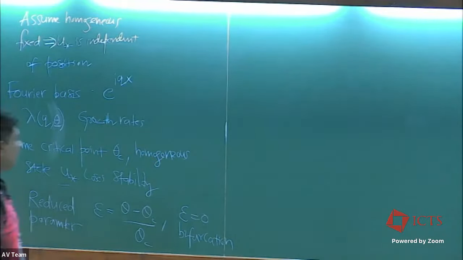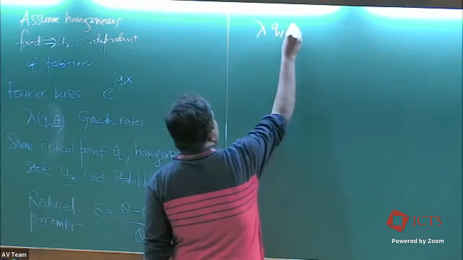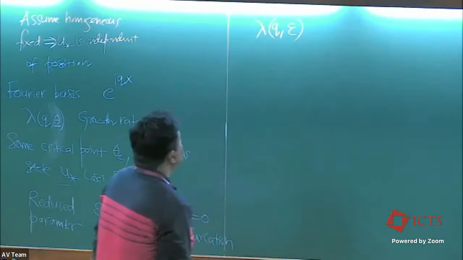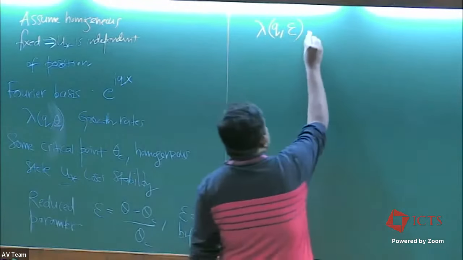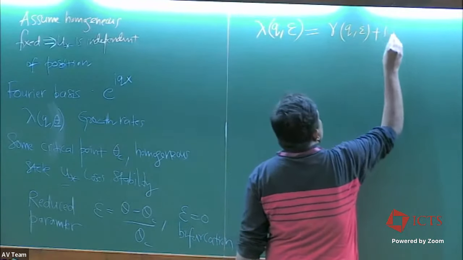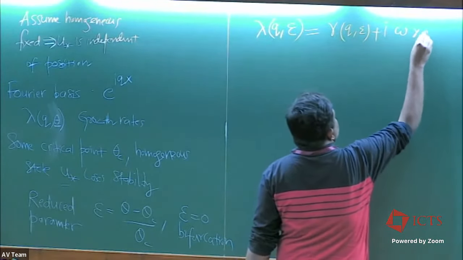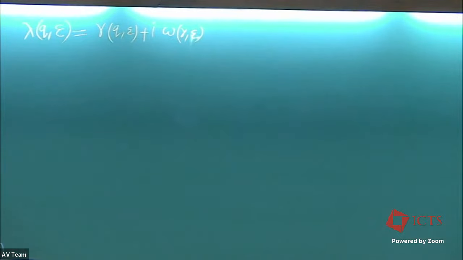Okay, so the crucial function is this growth rate function, which is a function of q and epsilon now. I'll forget vectors on q, we'll do it in 1D, but the analysis goes through for higher dimensions as well. I will write this as gamma of q comma epsilon and i times omega of q comma epsilon, so basically the real and imaginary parts of the growth rate. Now, depending on how these numbers look is how you start classifying the pattern forming instabilities.